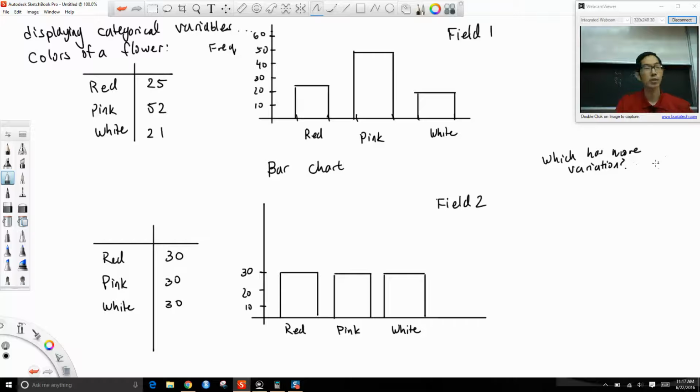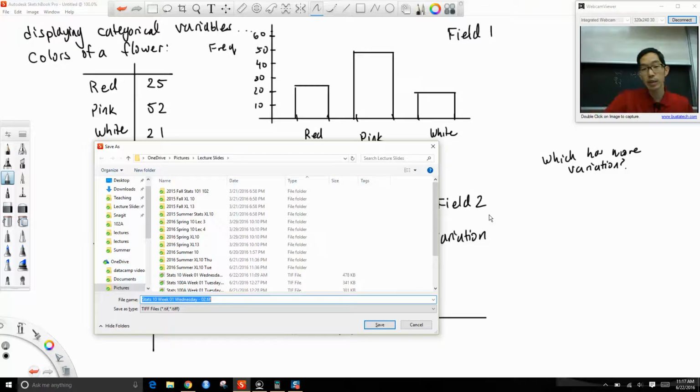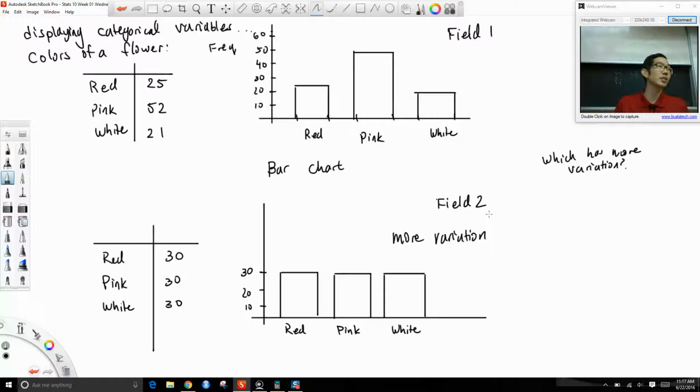So what do you guys think? The answer is field 2 has more variation. Now, why is that? When we look at field 2, we say it has more variation because each of these different categories are nearly, or in this case, equally represented. So this is the most amount of variation that we can have as far as the colors of the flowers go.